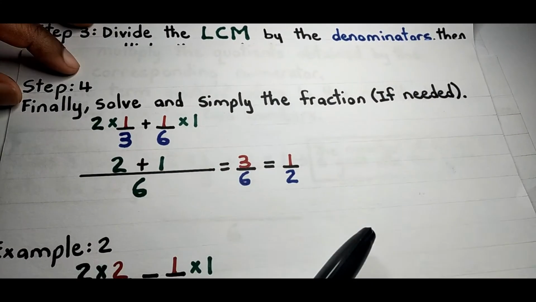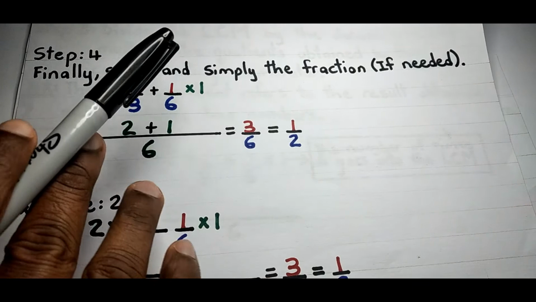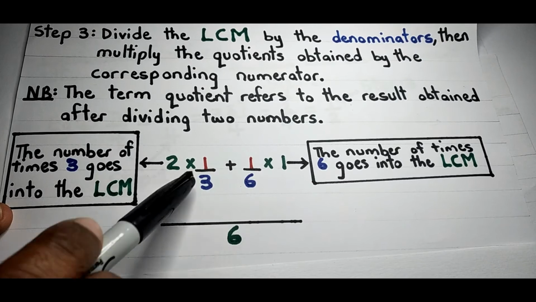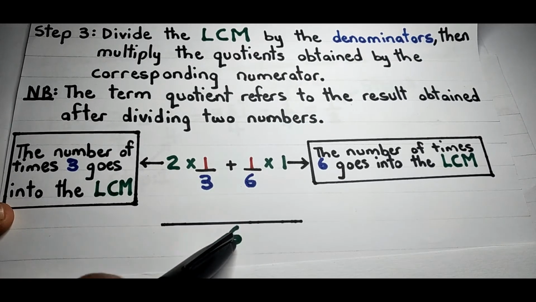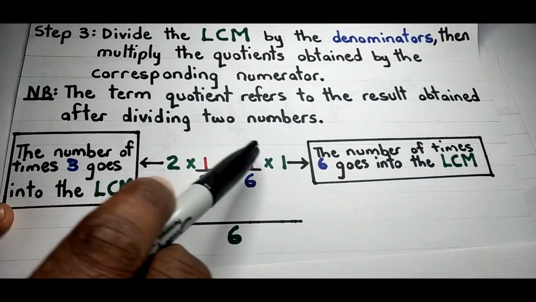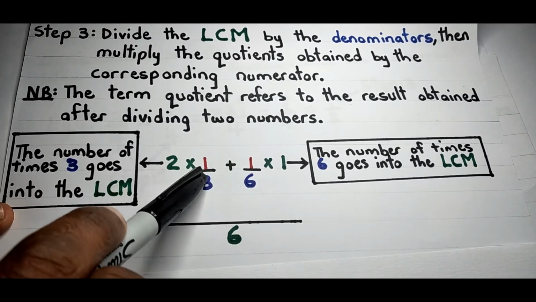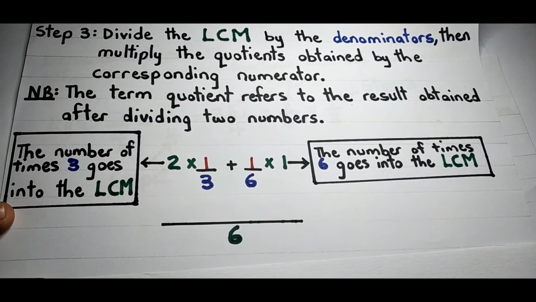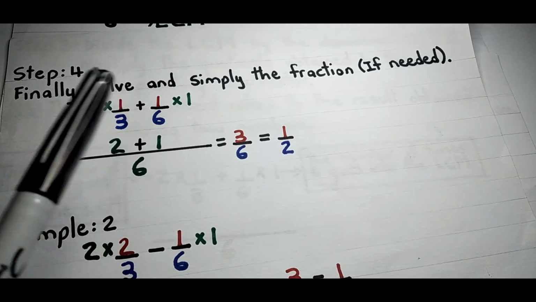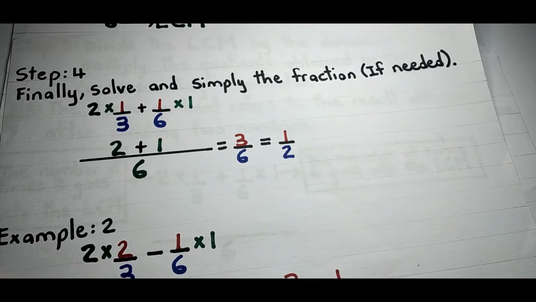All right, so this is what I was talking about, which is step 4. So we just pretty much solve after that. So after we would have carried out that step, we divide both denominators into the LCM, and then multiply the corresponding numerator for each fraction by the number of times its denominator goes into the LCM. So I hope you were able to get that. Now let's look at this now. We can solve and simplify. All right, that's the final step in this.